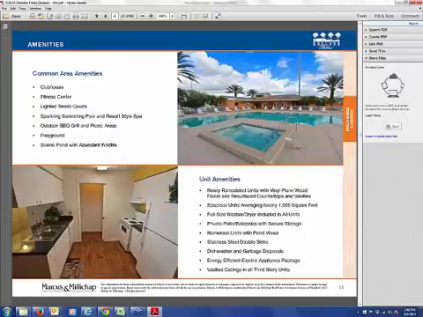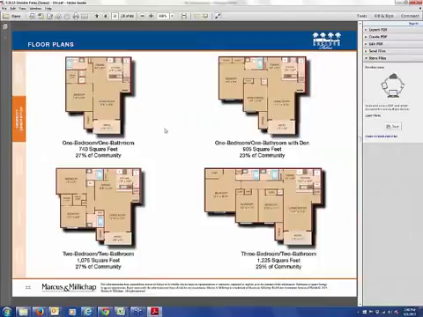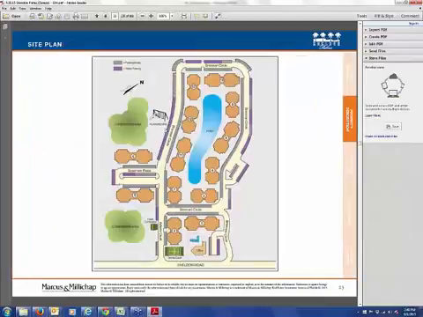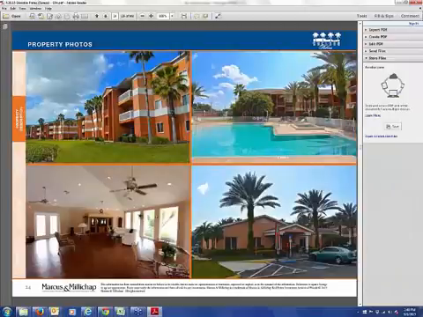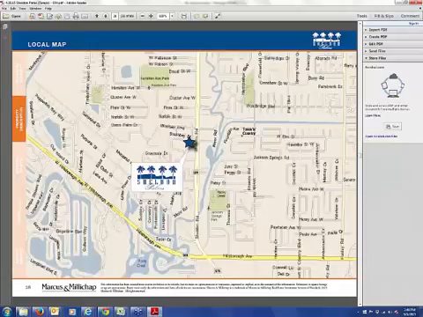Clubhouse, fitness center, lighted tennis courts. Oh, who doesn't want to live here? Look at these pictures and tell me, wouldn't you love to have a nice apartment down here in Tampa in this place? Yeah, I would. Look at some of the pretty pictures. Nice conservation area.